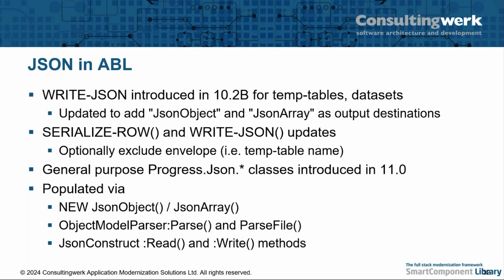So JSON support in the ABL, there's a lot. The WRITE-JSON of temp tables and datasets was introduced in 10.2B, and later updated to include the JSON object and JSON arrays as output destinations. There's also READ-JSON and WRITE-JSON on a buffer. The Progress.Json.* classes were introduced in OpenEdge 11. That's an OO API, so you create a new instance of those objects, or you use the ObjectModelParser to read a JSON document in a string or in a file into memory and parse it as an object.